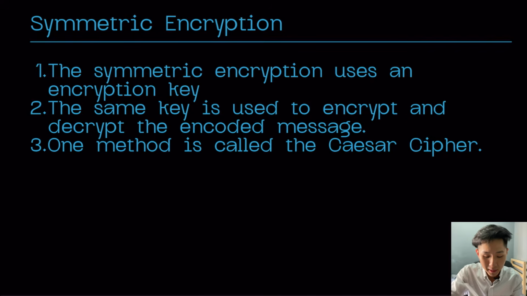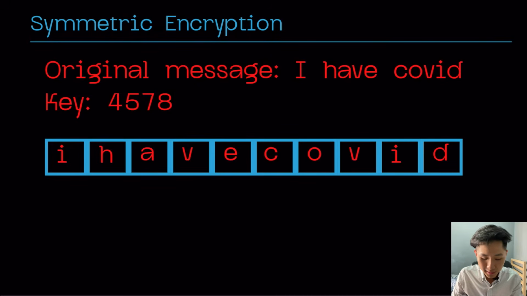So the first type of encryption that we are going to learn is called symmetric encryption. It uses an encryption key, and this key is used to encrypt and decrypt a message. And one method is called the Caesar cipher. So imagine that you have this message, I have COVID, and the key is 4578. How can we construct the encrypted message based on this key?